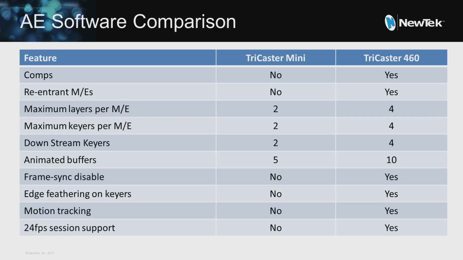Available. Motion tracking, originally only on the TriCaster 8000, now available on 460 with Advanced Edition 2. A nice eye candy effect, and for some people it could be something that they might want to use. And 24 frame session support.